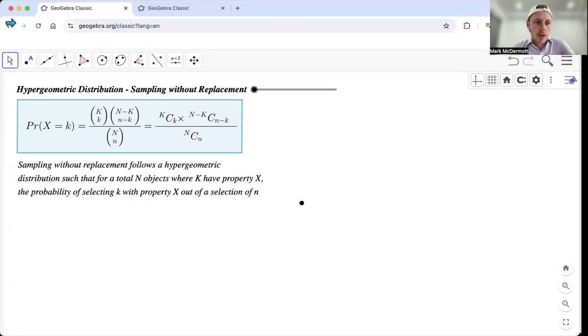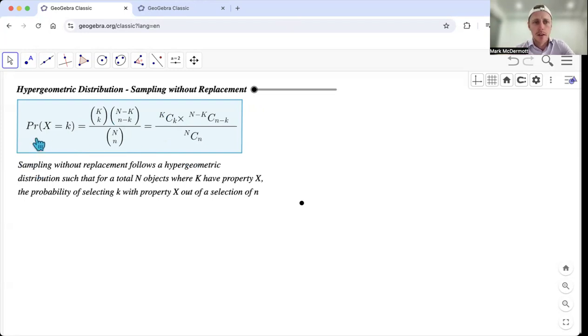All right, so we're going to look at what's called the hypergeometric distribution, which is basically when you're sampling without replacement. So for example, balls in a bag, you take one out, and before you draw the next ball, you don't put that ball back in. So we're not replacing it.